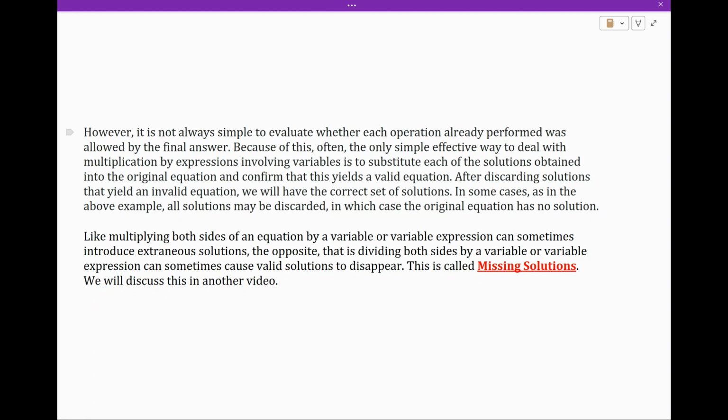Like multiplying both sides of an equation by a variable or a variable expression can sometimes introduce extraneous solutions, the opposite, that is, dividing both sides by a variable or variable expression, can sometimes cause valid solutions to disappear. This is called missing solutions. We will discuss this in another video.